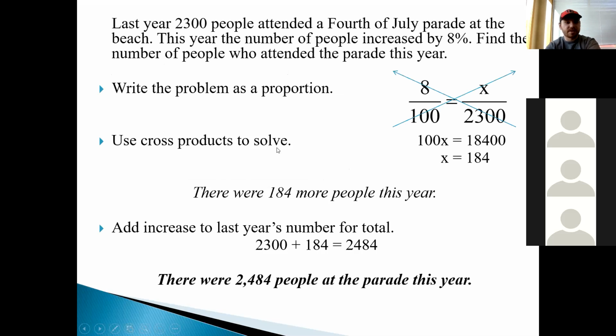Oh, I forgot that it's not animated. So this says that last year, 2,300 people attended a 4th of July parade at the beach. This year, the number of people increased by 8%. Find the number of people who attended the parade this year.